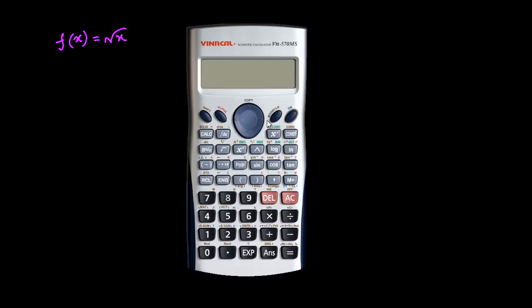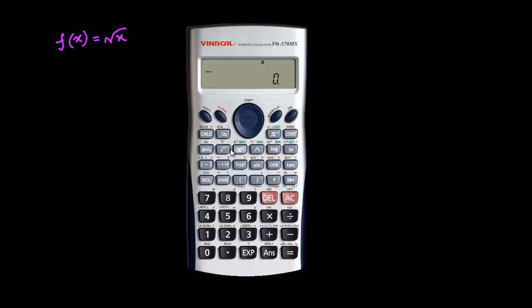Another common function is f of x equals square root of x. Now, for square root of x, the domain cannot include all possible values of x. If you put in a negative value, the square root of a negative value is not possible. We cannot calculate this. Let's check.